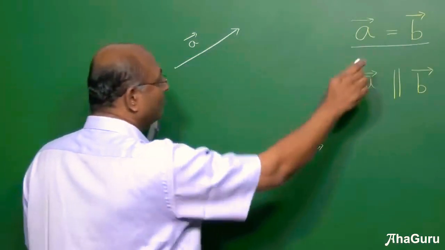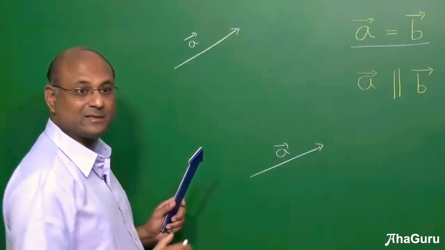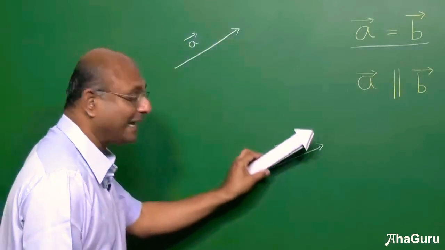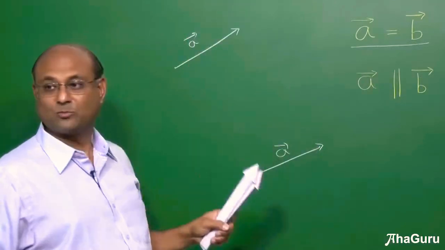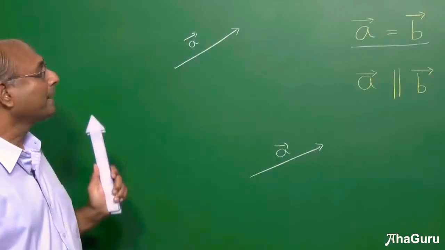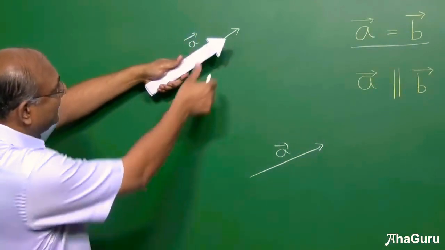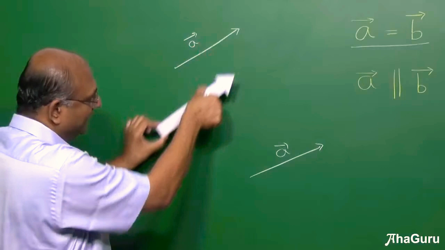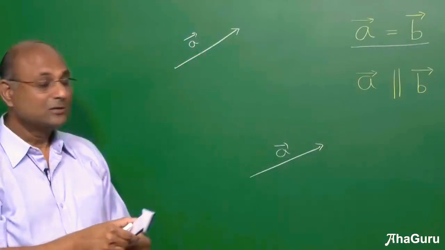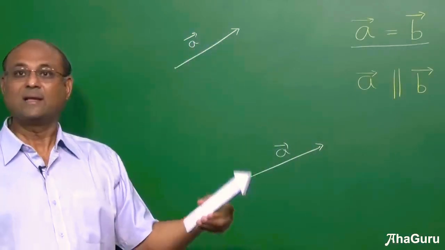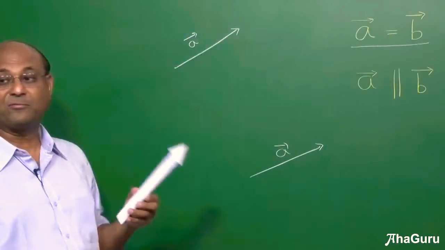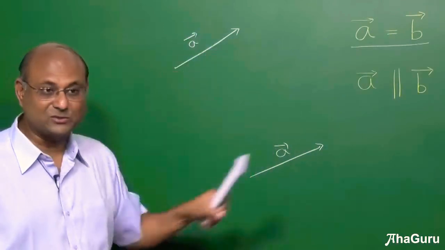So two vectors are equal if they have the same length and they have the same direction. So obviously, these two must be parallel to each other. All you are doing is to take this vector and move it from here to this place. So is it allowed to move vectors? Yes. These are all called free vectors. They are free to move from place to place.